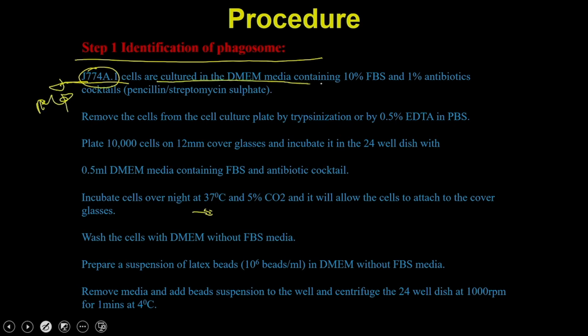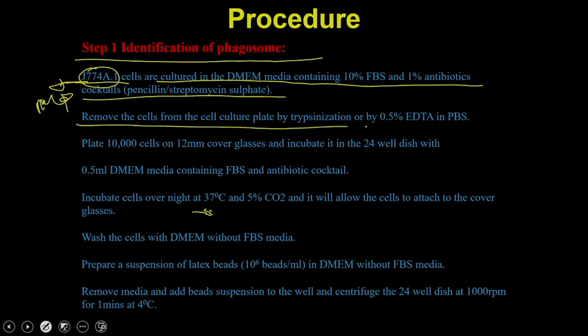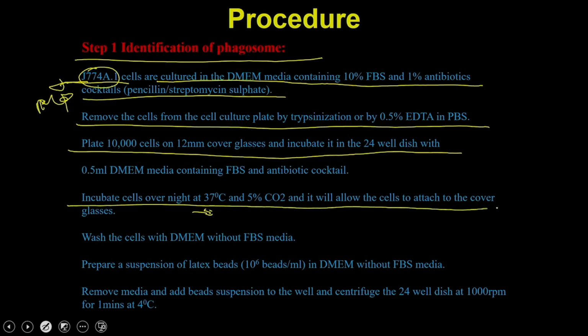The cells are cultured in DMEM media containing 10% FBS and 1% antibiotic cocktail. Then you remove the cells from the cell plate by trypsinization or EDTA. You plate 10,000 cells on cover glasses and incubate in a 24-well dish. Then you incubate the cells overnight and allow the cells to attach to the cover glasses. Then you wash the cells with DMEM.